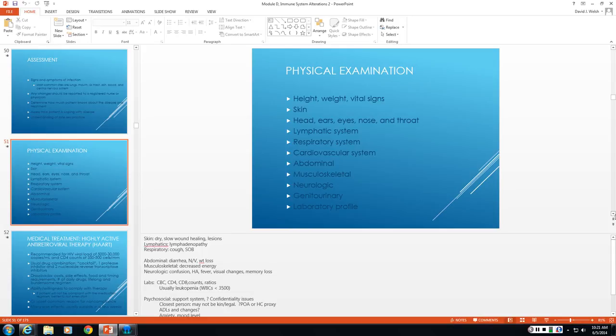Laboratory profile: you're going to look at their CBC count, their CD4, CD8 counts, and ratios. Usually your white blood cell counts need to be greater than... usually their white blood cell count is going to be less than 3,500.